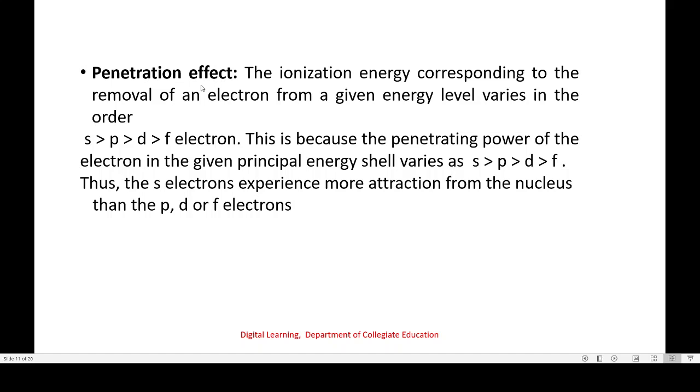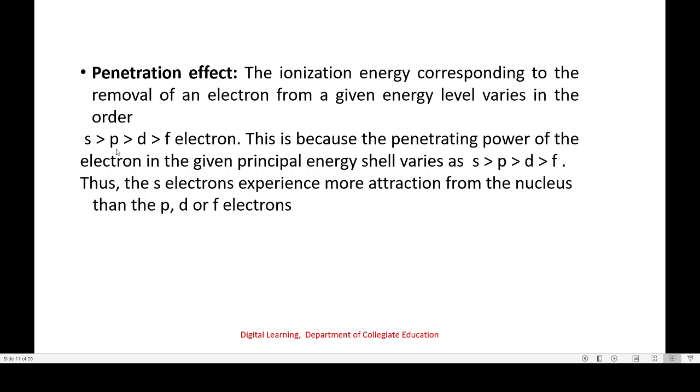The shape of the orbital also influences the ionization energy. The ionization energy corresponding to the removal of an electron from a given energy level varies in the order s, p, d, f, and this can be explained as follows. The s electrons, in their motion around the nucleus, have greater probability of coming closer to the nucleus than the p, d, f electrons of the same principal energy shell. In other words, s electrons penetrate more towards the nucleus than p electrons.